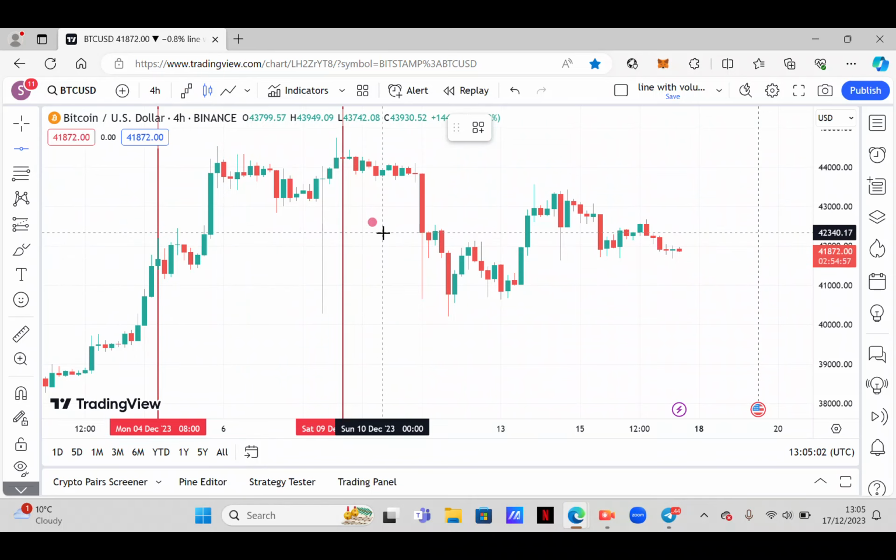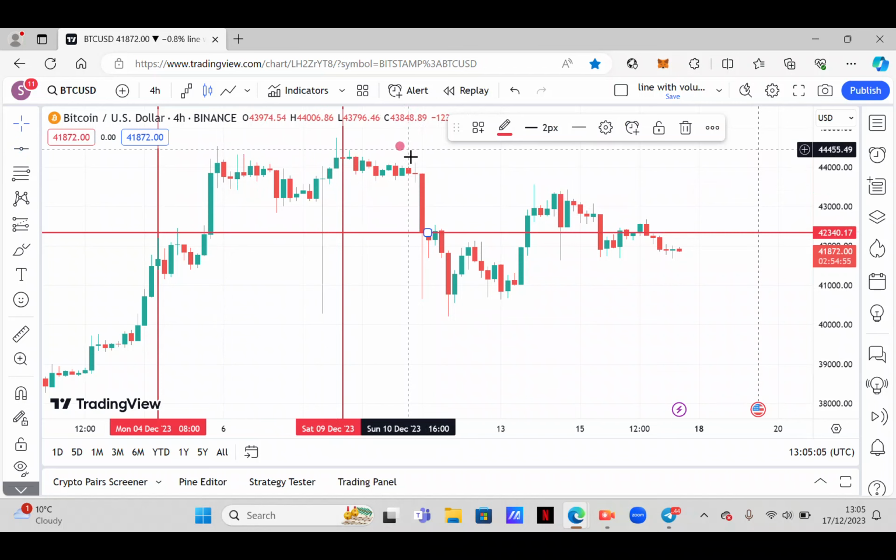So this pullback is here. The candlestick, the price arrived here, reached 40,669, and then was pulled back to 42,340. 42,340 is also here.